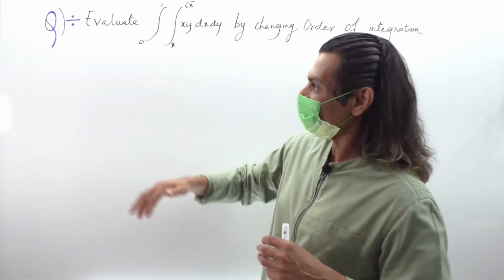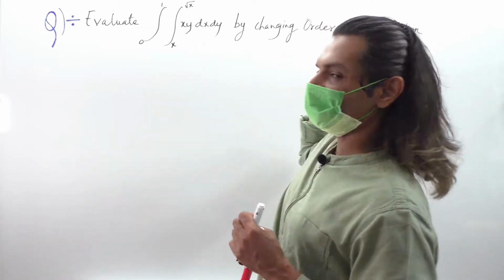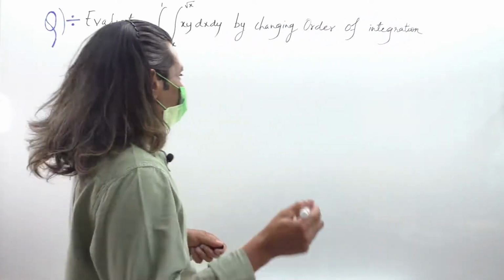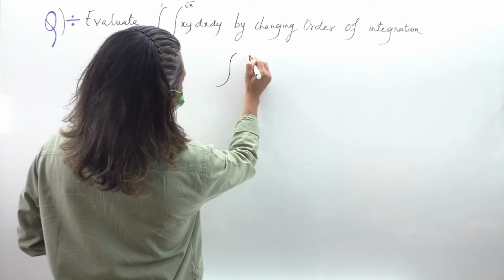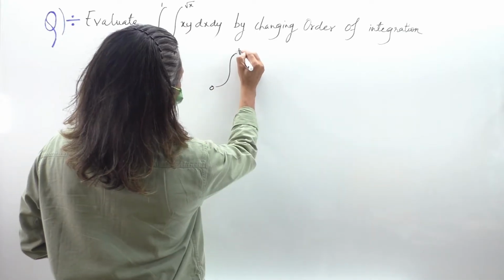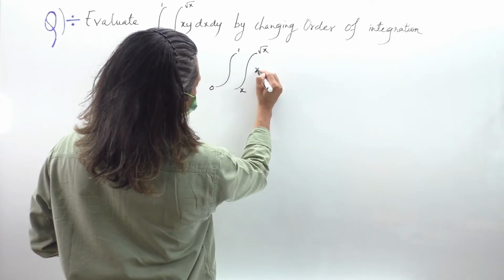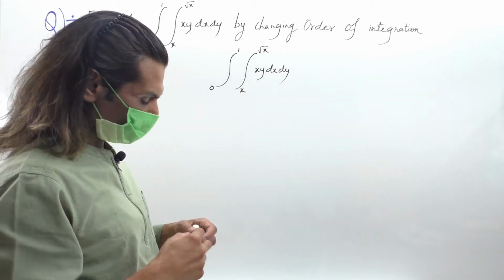Let's solve this question. Evaluate the double integral 0 to 1, x squared to root x, xy dx dy, by changing the order of integration. Let me write this question for you. It is 0 to 1, x squared to root x, xy dx dy or dy dx, whatever.